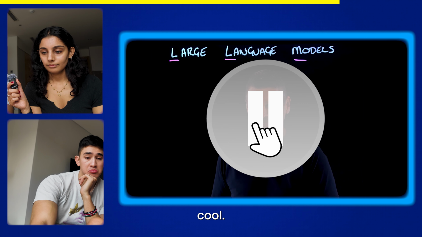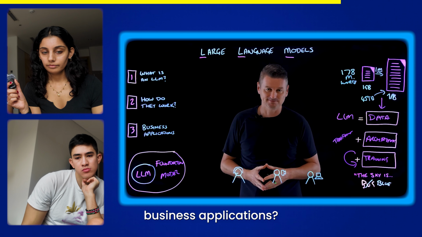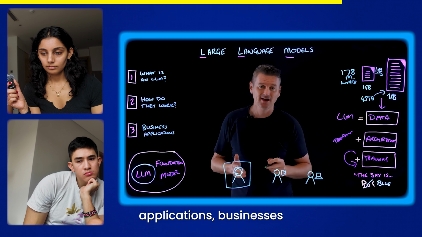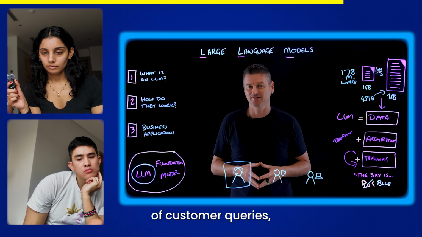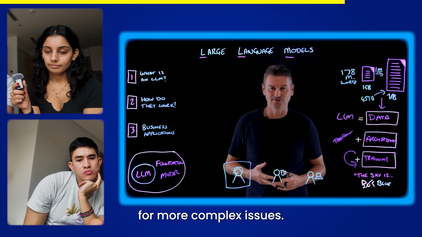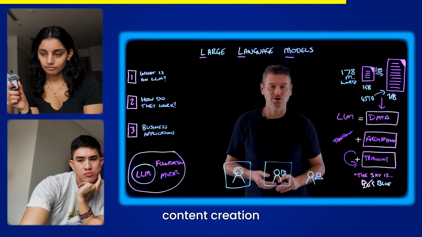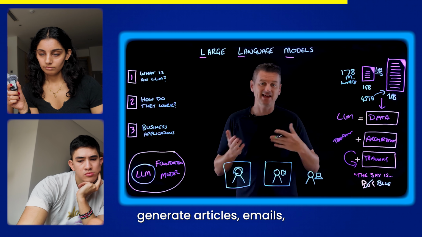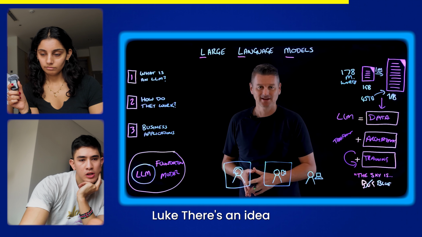Cool. Okay, so how does this all fit into number 3, business applications? Well, for customer service applications, businesses can use LLMs to create intelligent chatbots that can handle a variety of customer queries, freeing up human agents for more complex issues. Another good field, content creation. That can benefit from LLMs, which can help generate articles, emails, social media posts, and even YouTube video scripts.